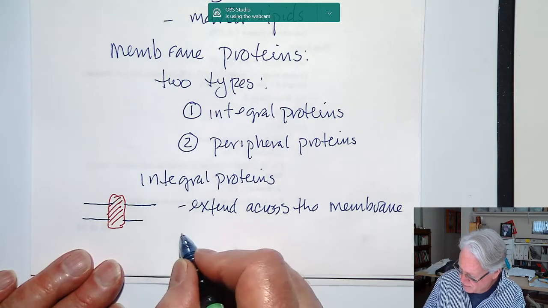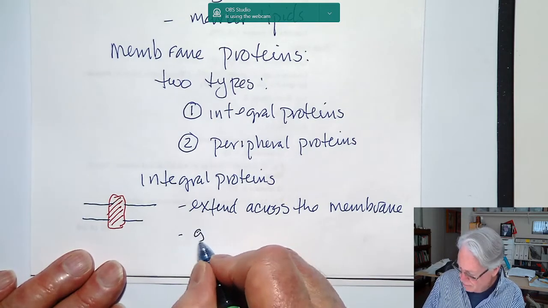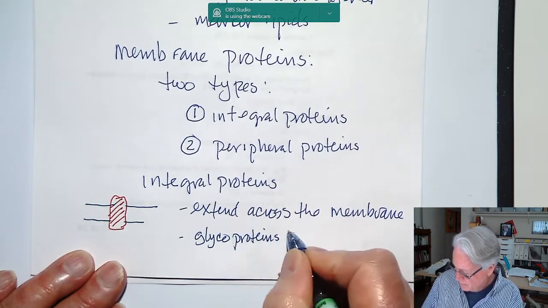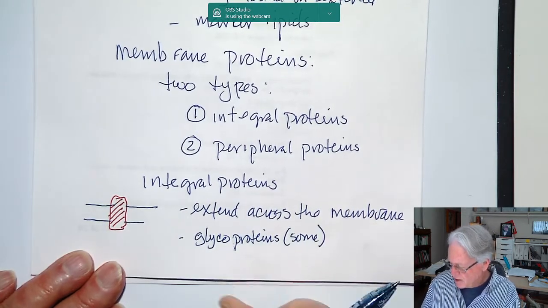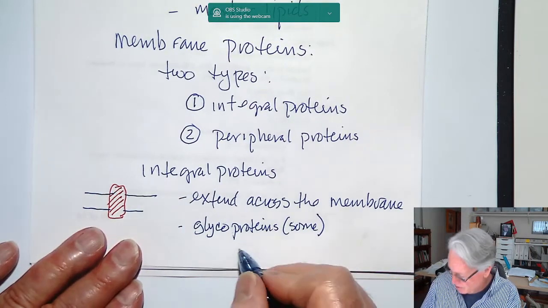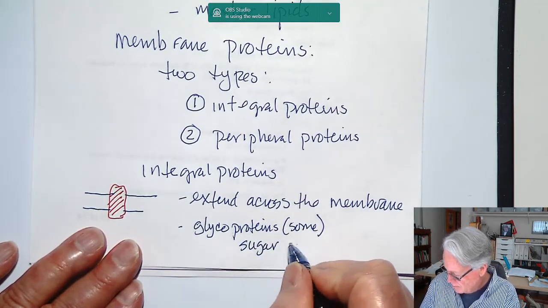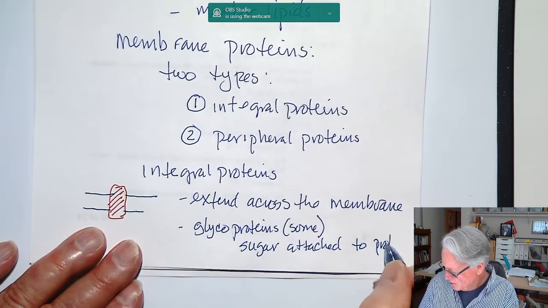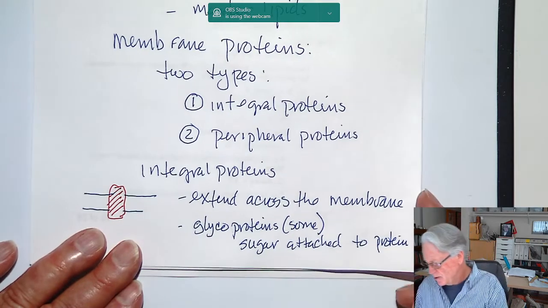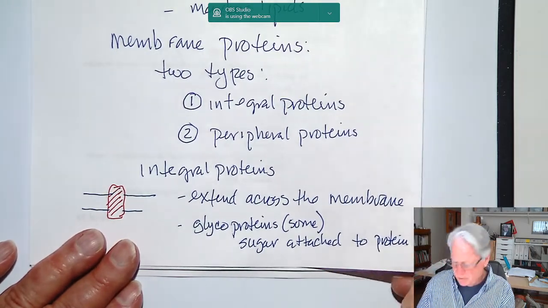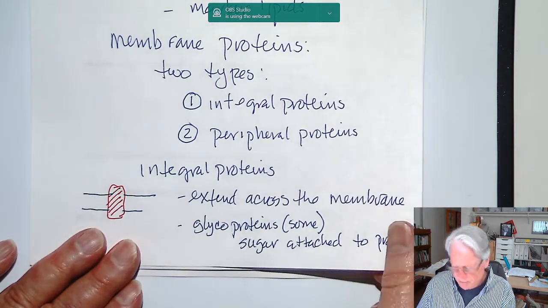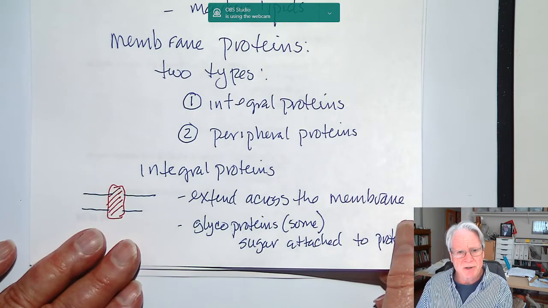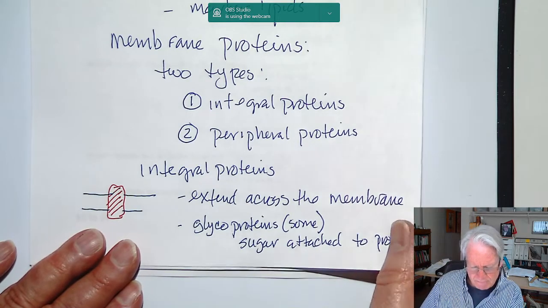Some of these are what we call glycoproteins. And what does that mean? That means we have a sugar attached to a protein. And we'll talk about the significance of that a little bit in just a little while. Okay, so we can add sugars to those or not. Not all of the integral proteins are attached with sugars. Okay, so you have the integral proteins.